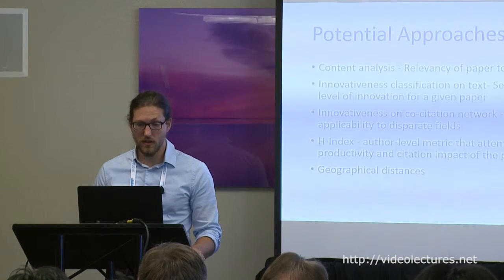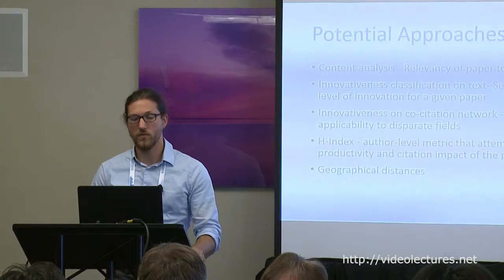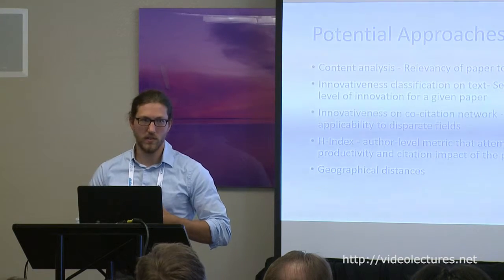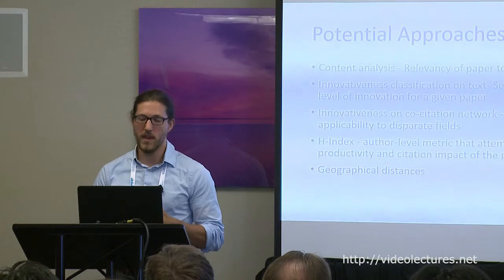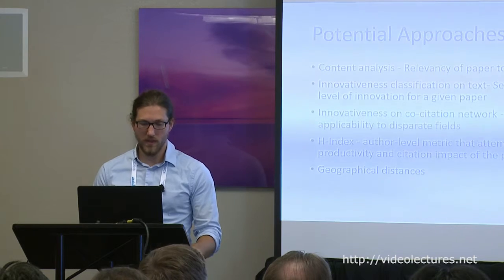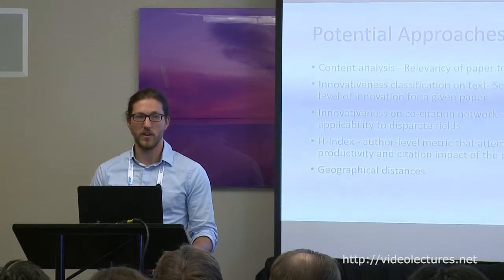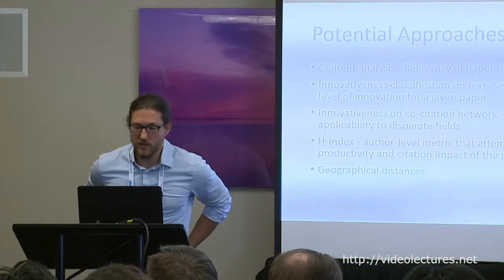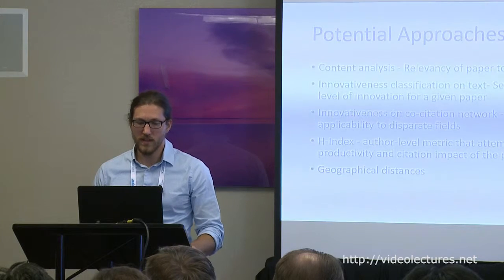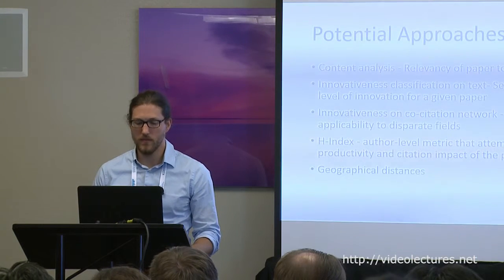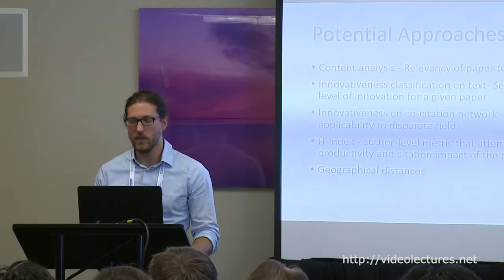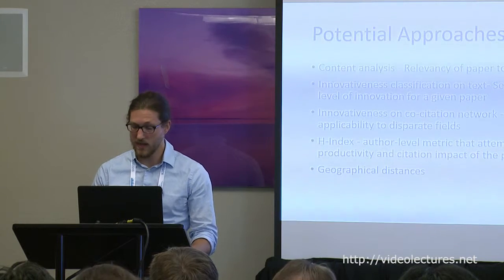Next, we could calculate innovativeness on the co-citation network. As mentioned before, it's often the case that contributions from disparate fields come together to produce innovation. So analyzing the co-citation network may give an indication of when that's happening. At the author level, we have the H-index, which is a metric that attempts to measure the productivity and citation impact of the publications of individual authors. And we can potentially use this to help predict information on the affiliations with which they're affiliated. Finally, we examined geographical distances between conference locations and affiliation locations, just to see if that had any impact on anything.